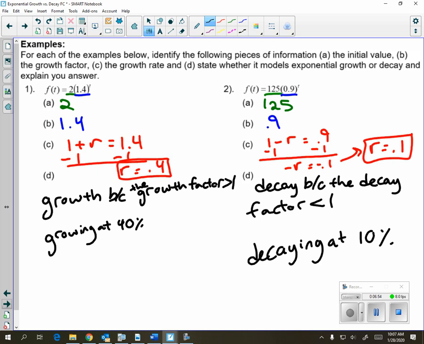So a few things to keep in mind are that your growth or decay factor is the entire base, the 1.4 and the 0.9. If they're asking for the rate, it's specifically how much are you increasing above 1 or decreasing below 1, the 0.4 and the 0.1. And that's all for this video.